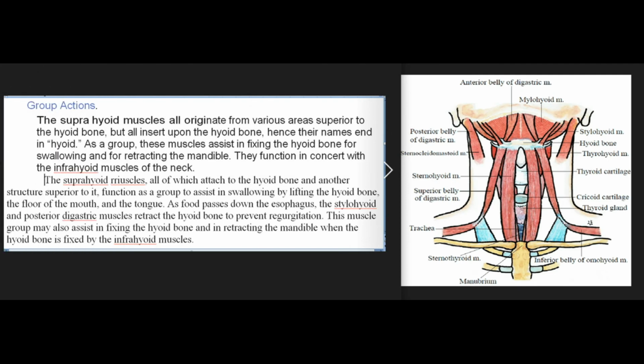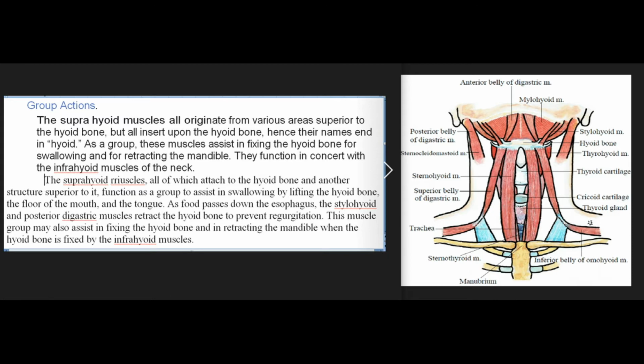Group actions. The suprahyoid muscles all originate from various areas superior to the hyoid bone, but all insert upon the hyoid bone, hence their names end in hyoid. As a group, these muscles assist in fixing the hyoid bone for swallowing and for retracting the mandible. They function in concert with the infrahyoid muscles of the neck.